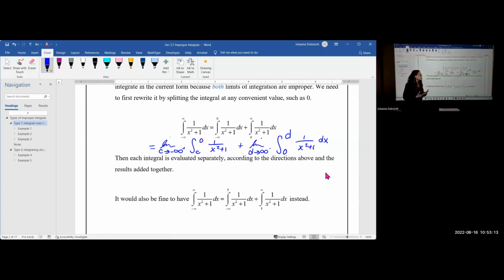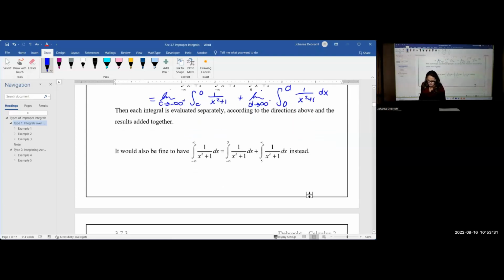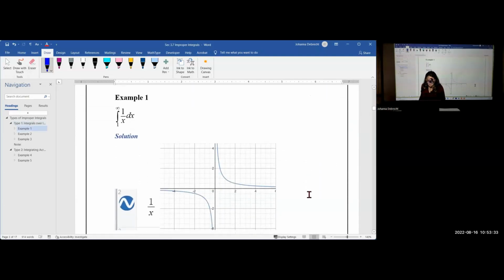But in essence, if these were numbers, then we would have the one-sided limits. And this is kind of what you would have to evaluate in order to determine whether or not the area between this curve and the x-axis is finite, right? Now, let's go ahead and move on to an example.